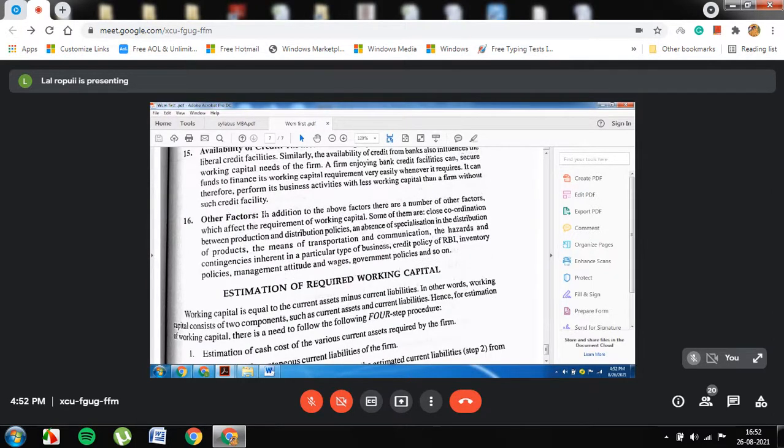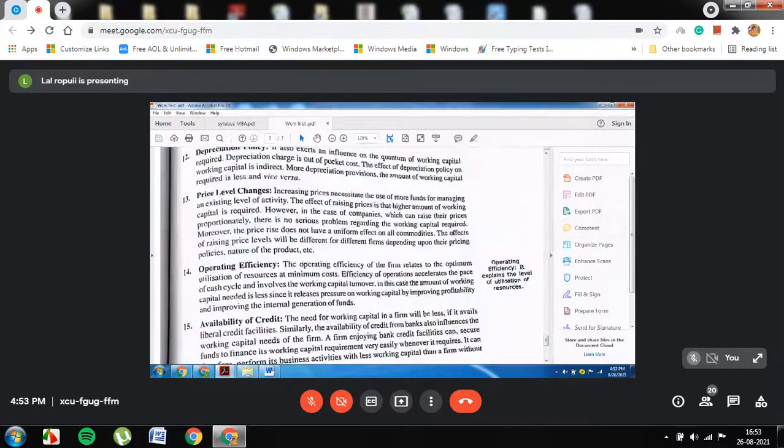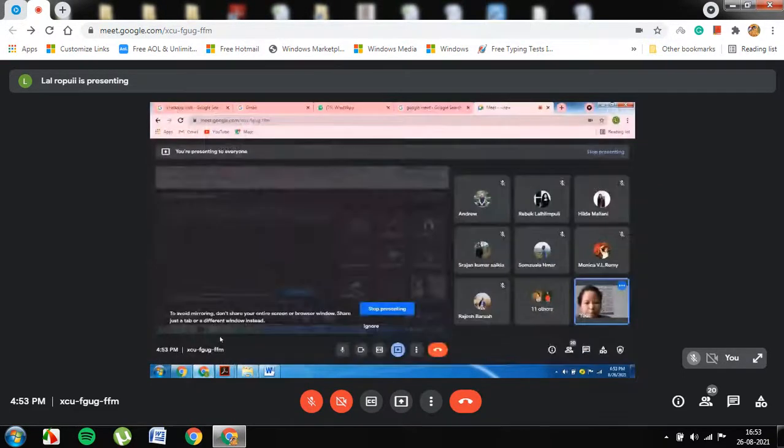Other factors, the last point, is that in addition to the above factors, there are a number of other factors which affect the requirement of working capital. Some of them are close coordination between production and distribution policy, absence of specialization in the distribution of products, the means of transportation and communication, the hazards and contingencies inherent in a particular type of business, credit policy of RBI, inventory policies, management attitude and wages, government policies, and so on. These also affect the working capital requirement of a business firm, apart from those already mentioned. I hope you understand that those are the determinants of working capital requirements.